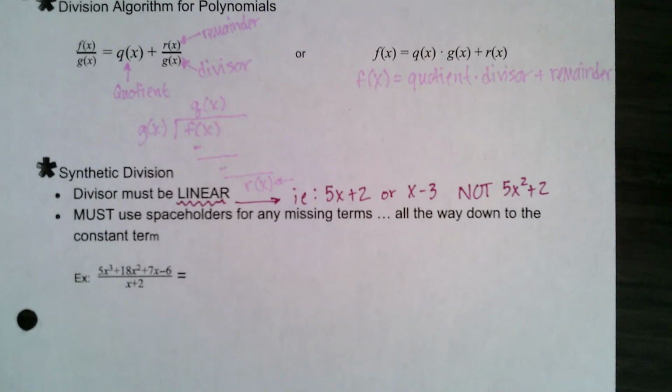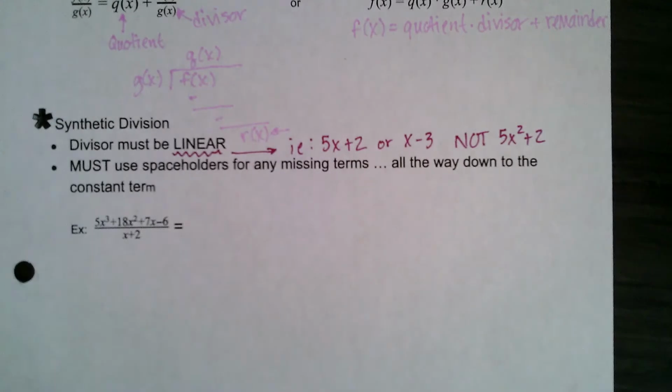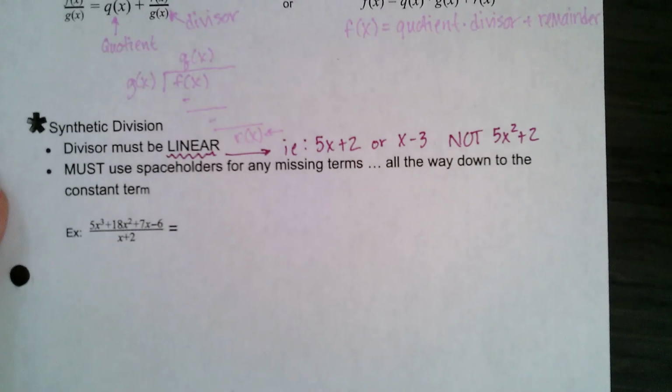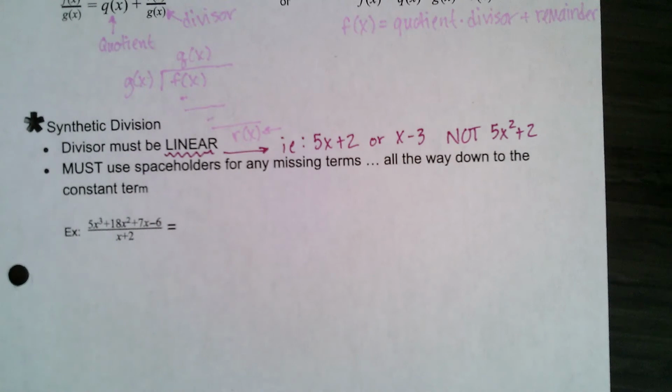When you do synthetic division, you have to use space holders if you have any missing terms, all the way down to the constant term. So here's going to be an example that we can do by synthetic division. You could do this by long division, but I'm going to tell you that synthetic division is like 20 billion times faster, and you're way less likely to make mistakes.